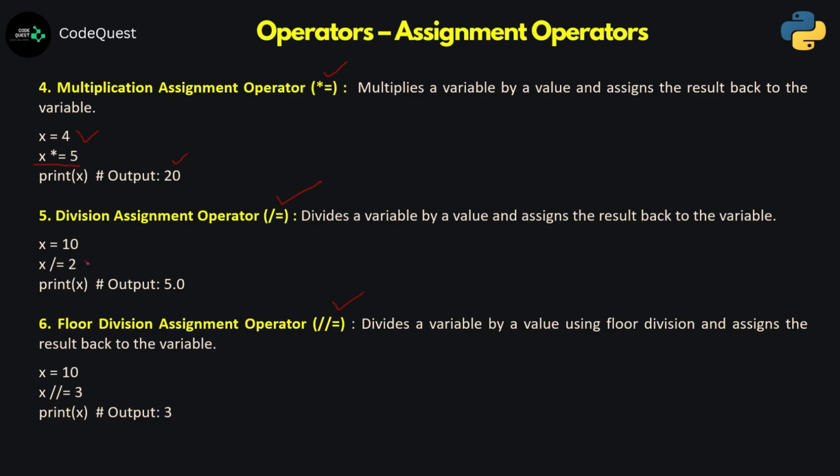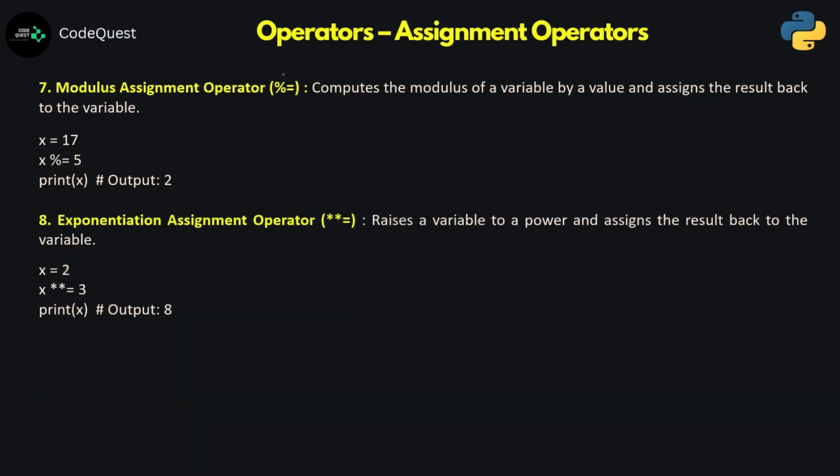Similarly, division and floor division can also be applied. Like when I'm writing x slash equal to 2, which is nothing but x equal to x by 2, which is 10 by 2, which is 5.0. We already told you that the division operator always produces a float value. Now, when it comes to floor division, I can write in this manner, where floor division 3 gives me a result that is 3.